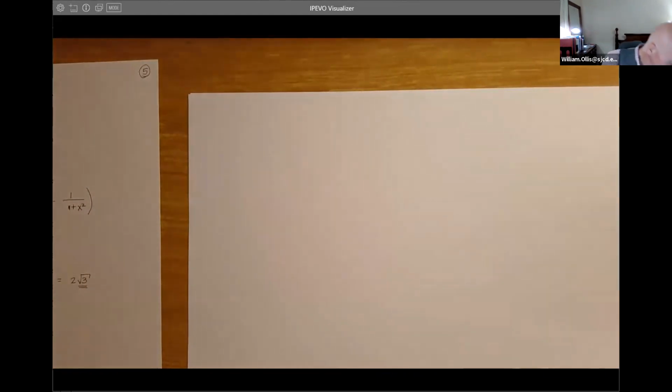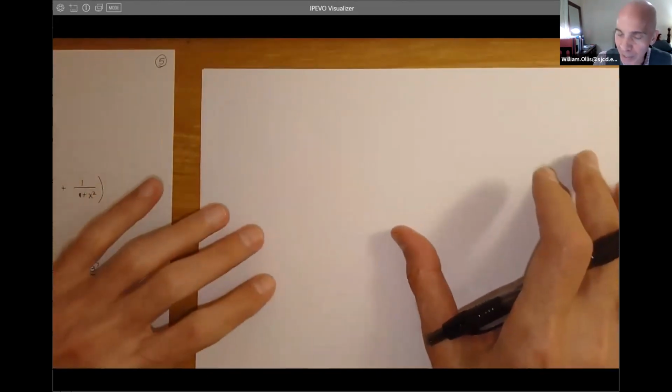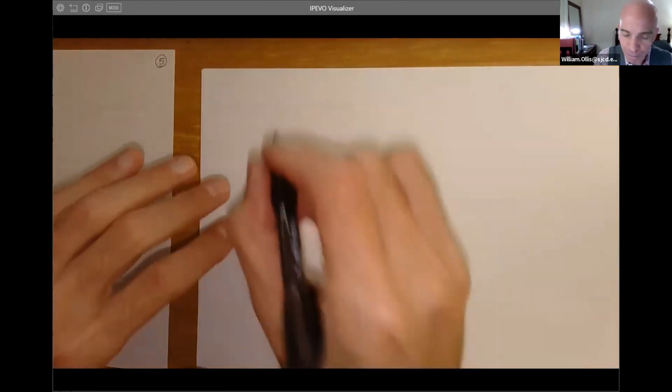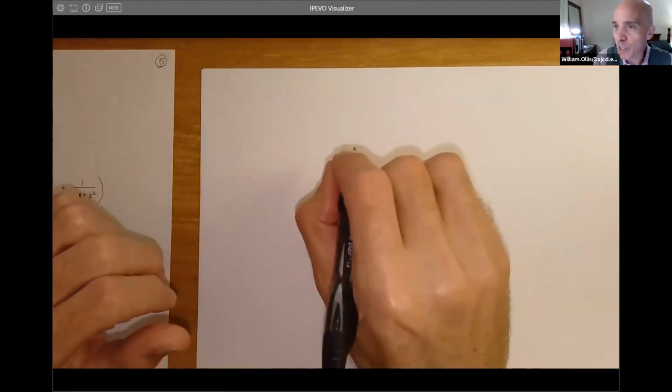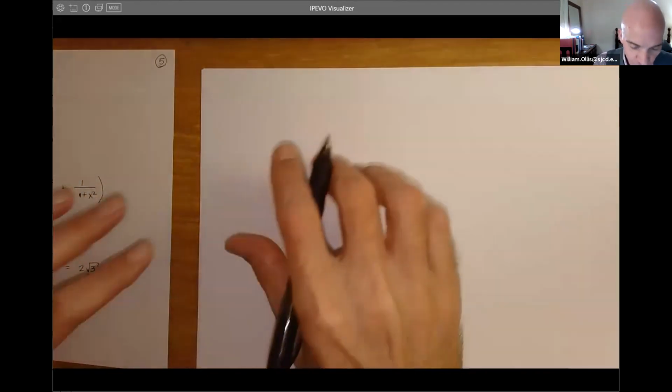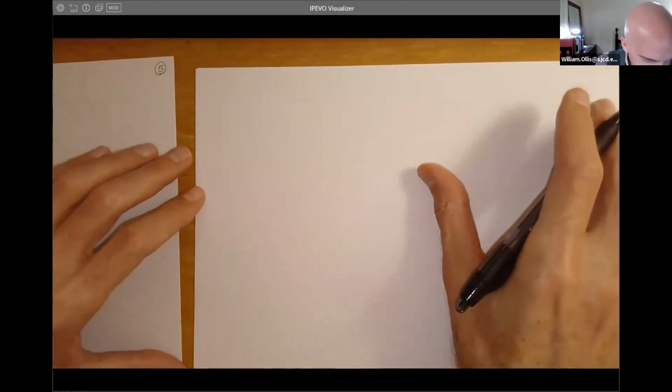let me adjust this chair a little bit. There we go. Being a tall person, if you don't put your writing right in front of you, you can dislocate your shoulder, and that's not very comfortable.